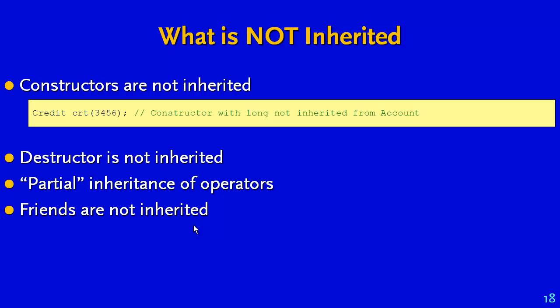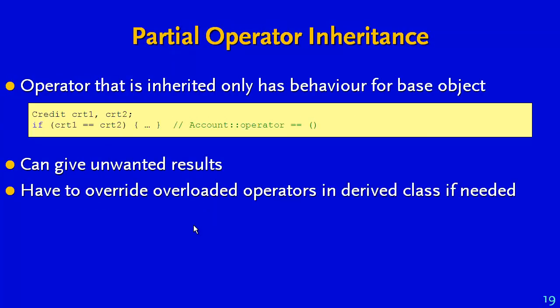Operators are also not inherited, in particular the assignment operator. So if you have an assignment operator in the base class, you should really overrule it in the derived class as well. Friend functions are not inherited because it's not part of the inheritance mechanism. So if you've got lots of friends in the base class, you have to write the friends all over again.